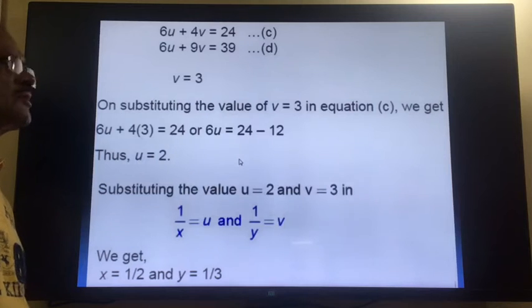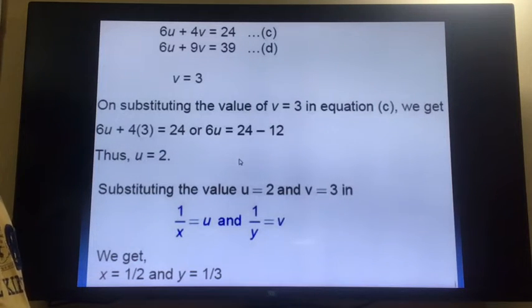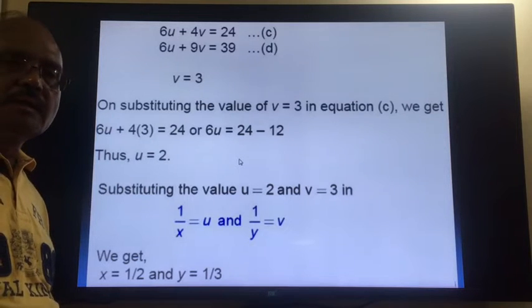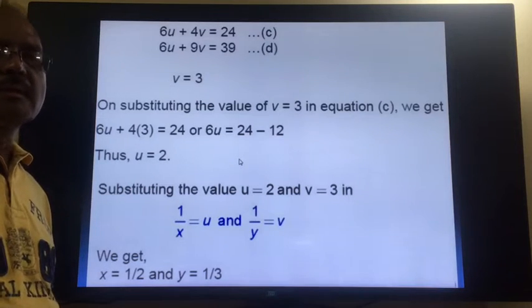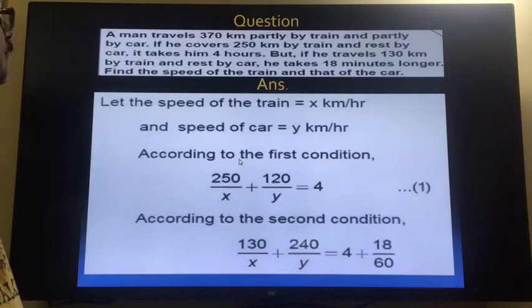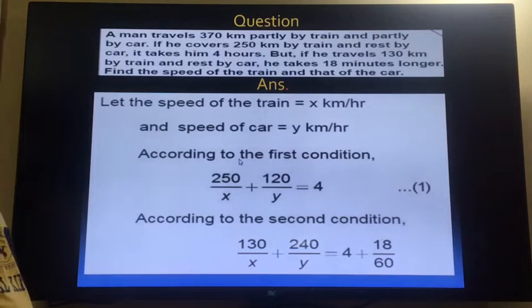And which type of equation were these? These are simple equations. These were not linear. We have converted them to linear by supposing another variable. Now see another question. This is a word problem. In this case, you will frame the equations and after that you will solve them.